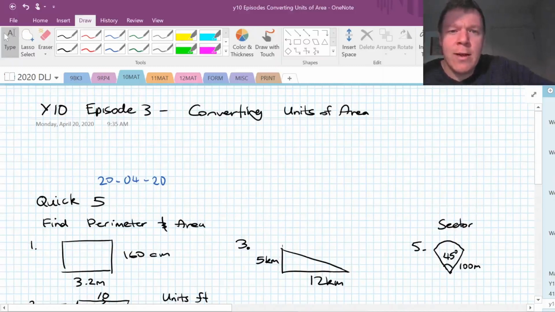Today we are going to be, eventually, converting units of area. But for a start, we're just going to do some problems that are related to perimeter and area of the 5 shapes that we've learned over the last 2 episodes. So, without further ado, I'll get started.